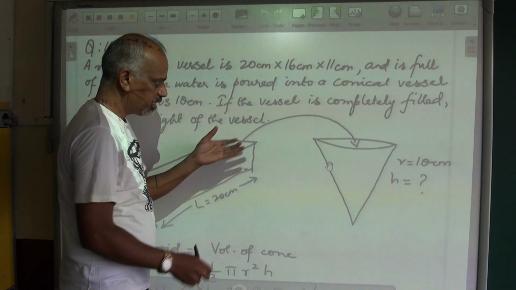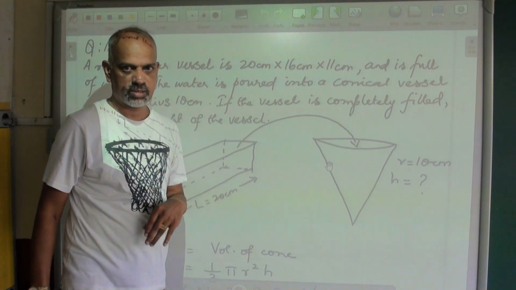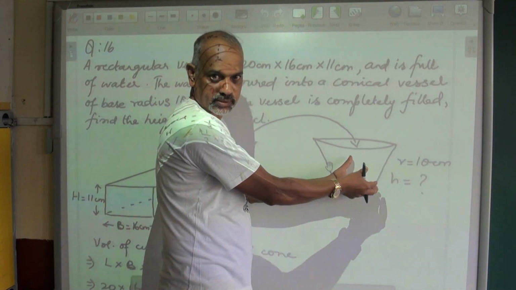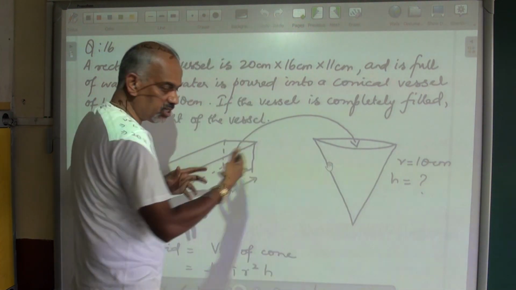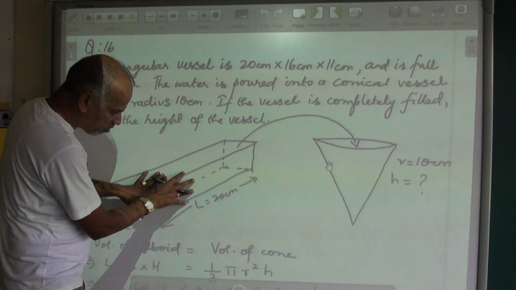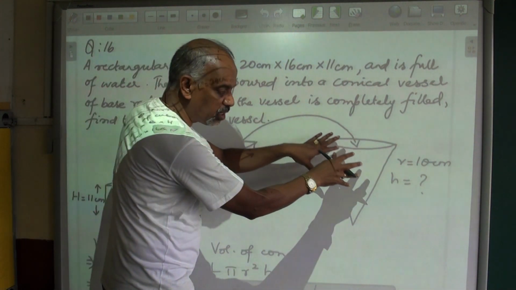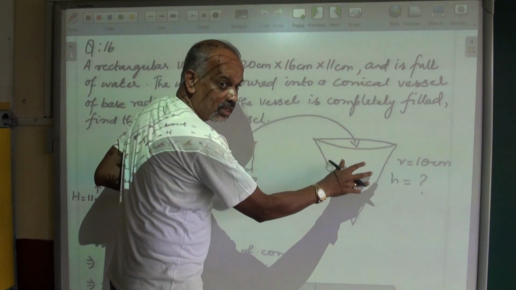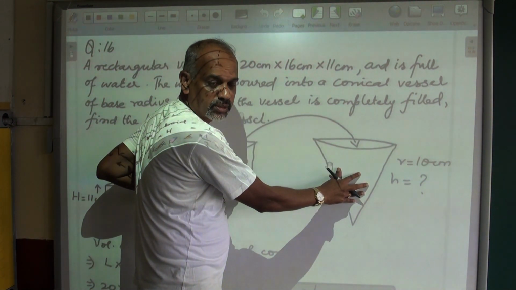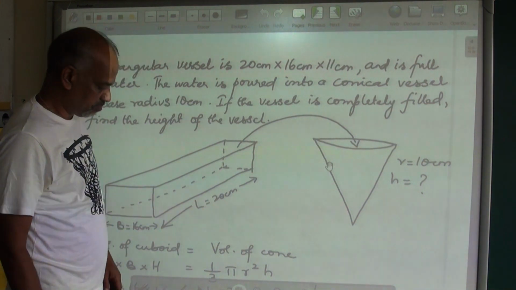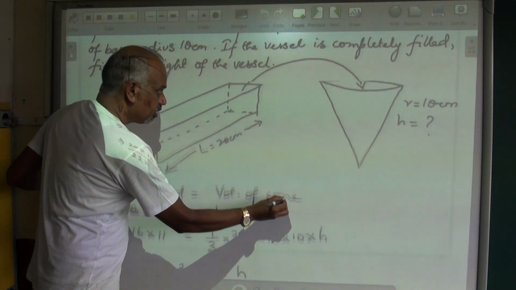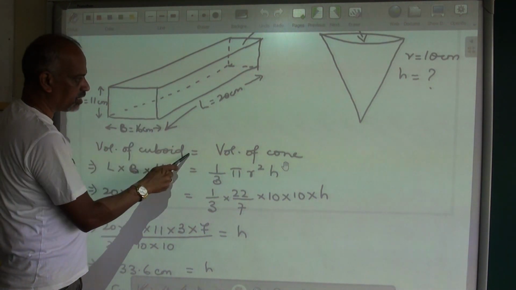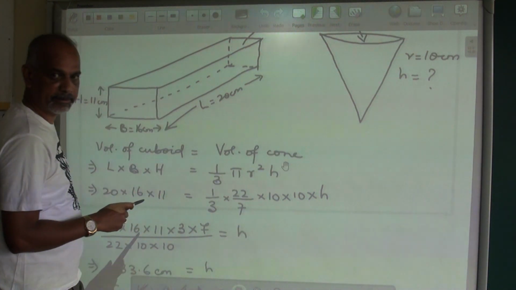Whatever water was here is completely filled into this cone. So volume of water here is same as the volume of water here. So the relationship between these two figures is that volume of the cuboid must be equal to volume of the cone, because whatever water was here is filled in this cone. Therefore, their volume should be same. So, our relationship is volume of the cuboid is equal to volume of the cone.